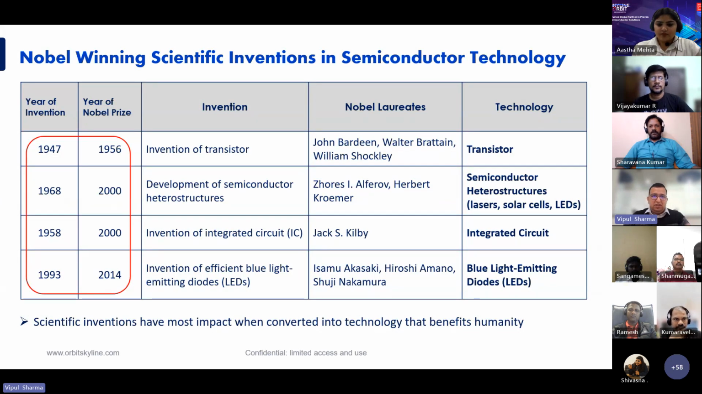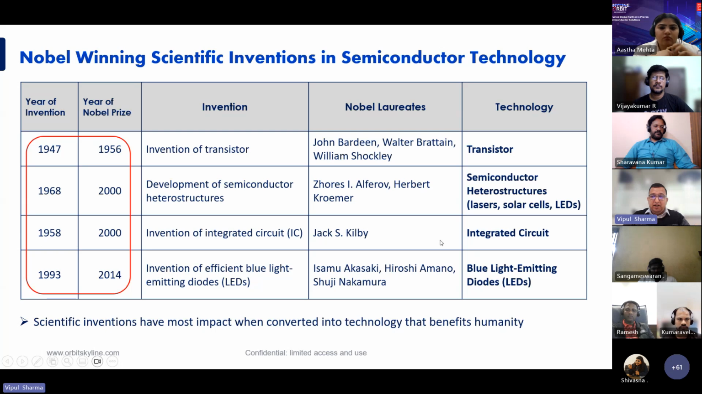But before that, just to give you a context, I mentioned that having a scientific discovery is one thing, and converting it into a technology is another thing. So just to give you an example from the semiconductor point of view, these are the inventions which have taken place in the world. Like the transistor was invented in 1947, and then semiconductor heterostructures. This invention was done in 1968. It led to the development of lasers, solar cells, LEDs.